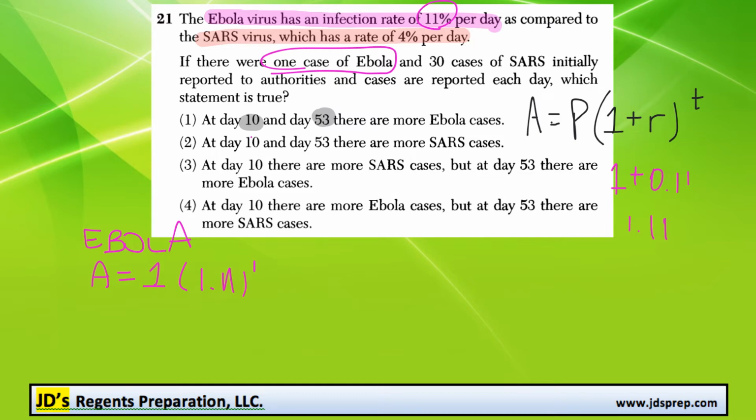Let's start with day 10. And then we're also going to calculate the amount of Ebola after 53 days. So it's going to be the exact same formula, except it's going to be to the power of 53. Now, I'm going to type those into our calculators, and we're going to round it to the nearest whole number since we're talking about the number of people that have Ebola. In the first one, it's going to round to 3 people, and after 53 days, you should get 252.